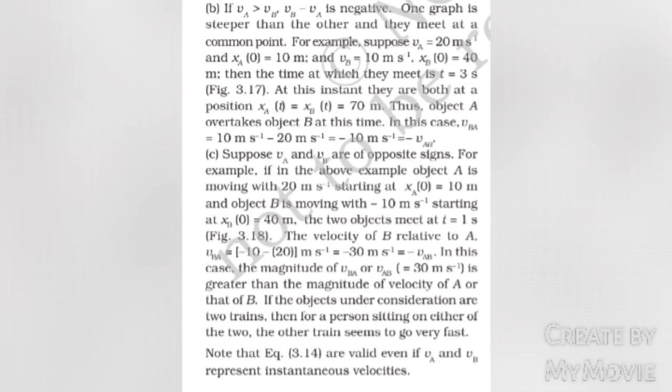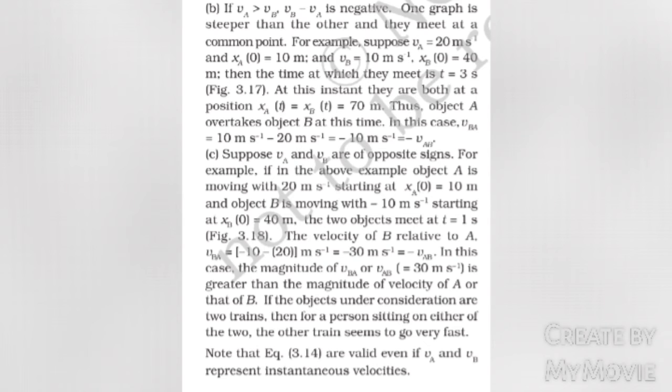B. If VA is greater than VB, VB minus VA is negative. One graph is steeper than the other. Then they meet at a common point. For example, suppose VA equals 20 meter per second and xA(0) equals 10 meter and VB equals 10 meter per second and xB(0) equals 40 meter. Then the time at which they meet is t equals 3 seconds, Figure 3.17. At this instant, they are both at the position xA(t) equals xB(t) equals 70 meter. Thus, object A overtakes object B at this time.